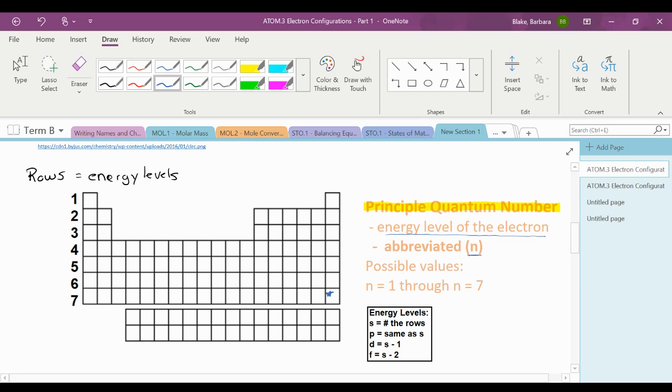So for our purposes, when we say 1 through 7, this is only referring to the current periodic table and doesn't include the fact that that may increase to 8 and 9 and 10 when we take a look at it in the future.